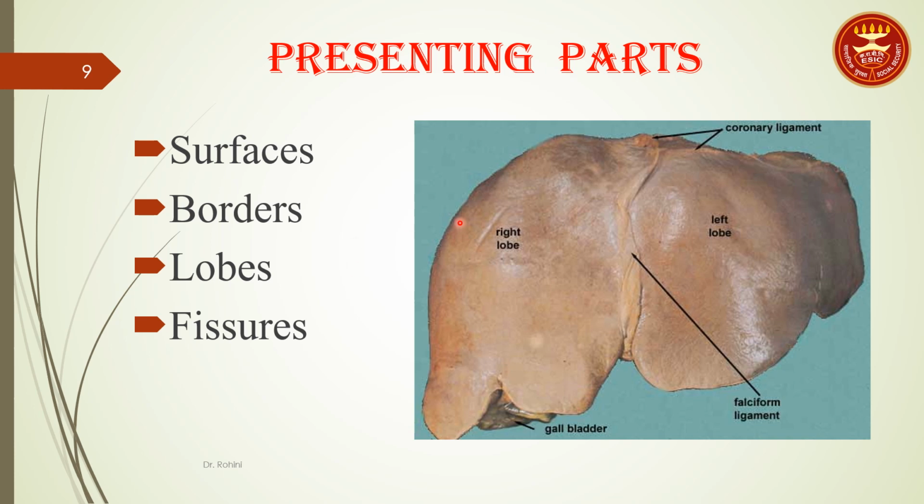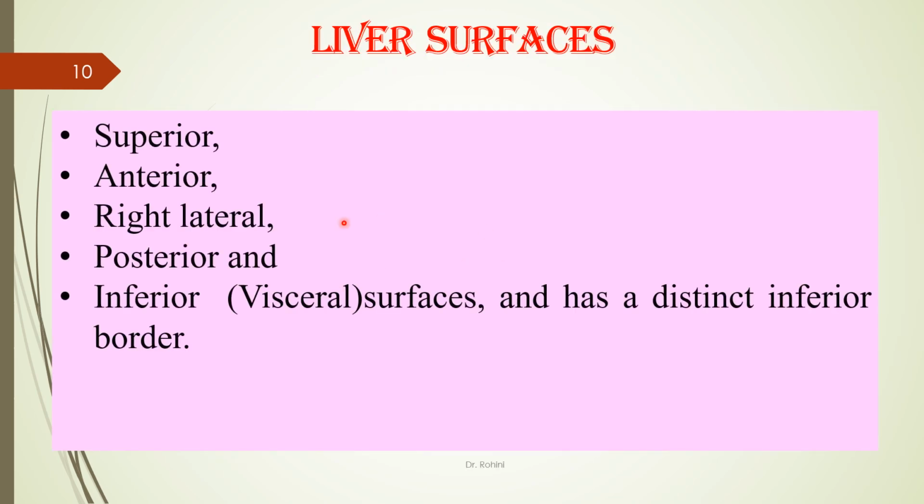Presenting parts: surfaces and borders. It is like a wedge. Wedge means it is compressed by some nearby structures, so it is wedge shaped. It has a number of surfaces, borders, lobes, and fissures, which we are going to discuss. So what are the surfaces here? It has 5 surfaces. Theoretically we can say it has superior, anterior, right lateral, posterior, and inferior or visceral surface.